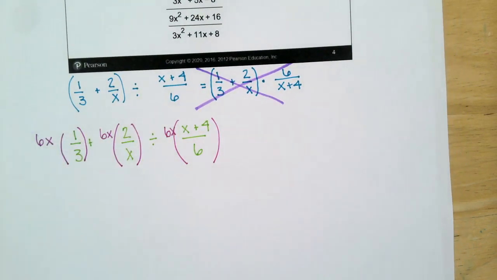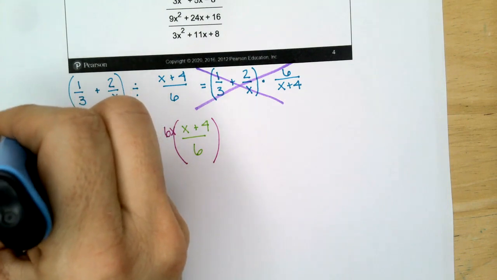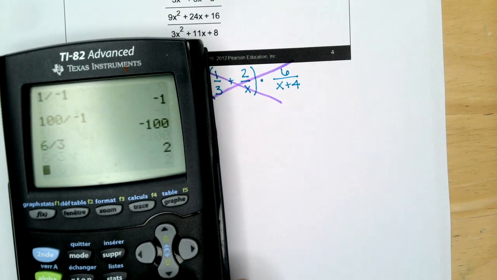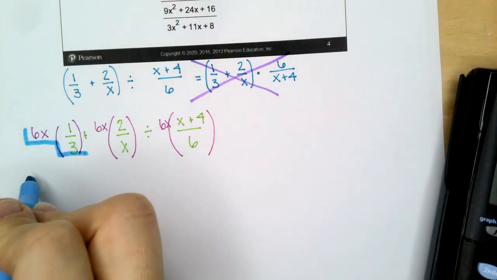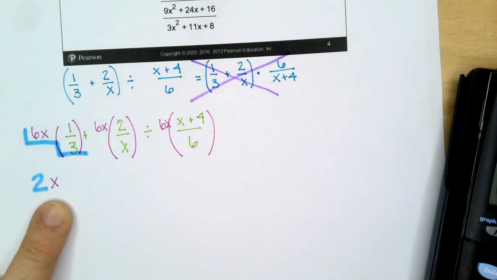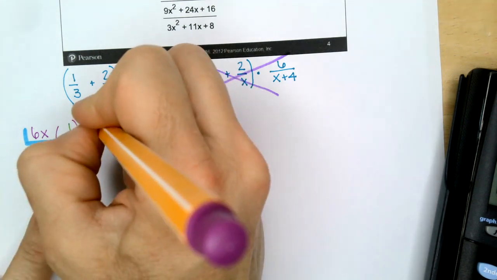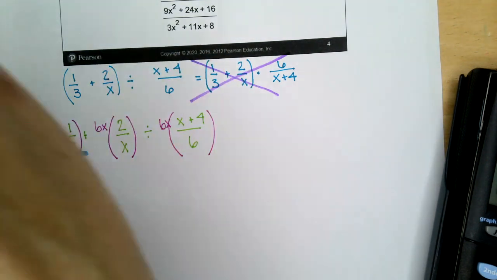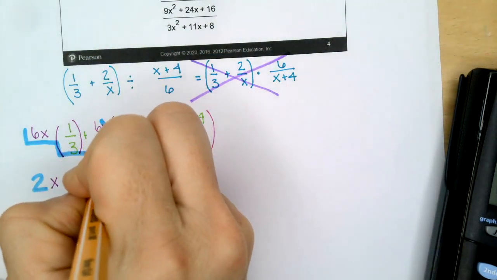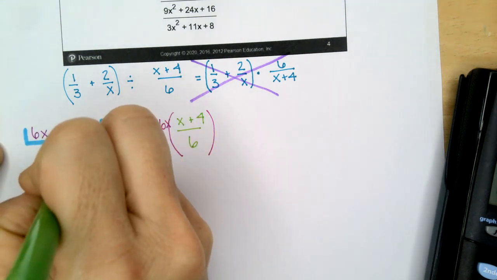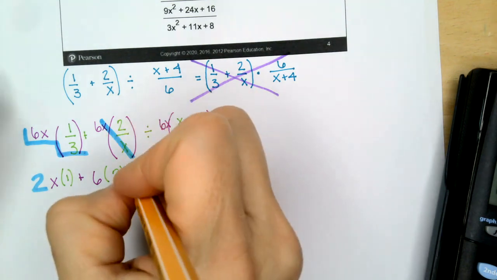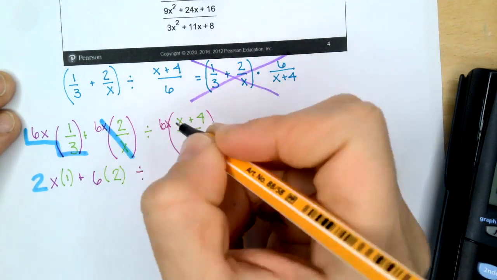1 is being divided by 3 and multiplied by 6x. 6 divided by 3, I can put that into my calculator. 6 divided by 3 is 2. So that becomes 2. And then I still have that x times 1, but anything times 1 is itself, right? Plus 6x divided by x. I lose the x and I just have 6 times 2. Here, I'll add them. That was a 1. This one's a 2. And then we're saying divided by 6x divided by 6.